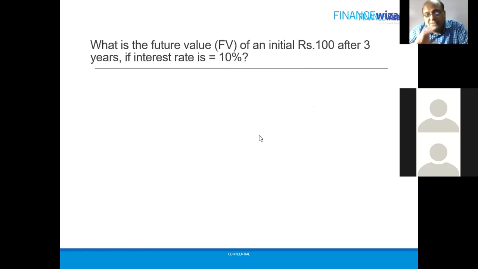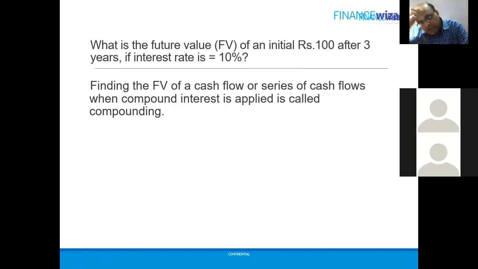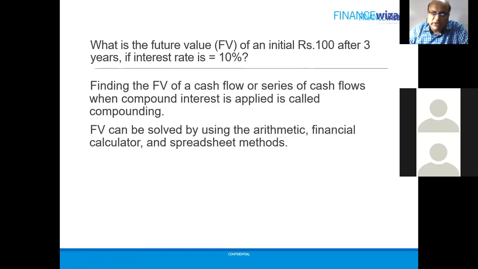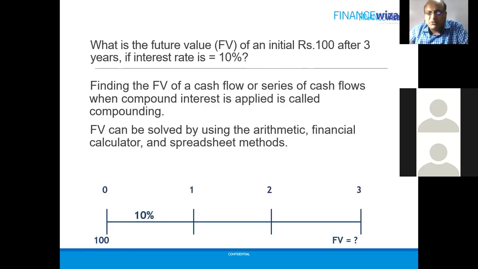So we start with a very basic thing. What is the future value of an initial rupees 100 after 3 years if the interest rate is 10%? Finding the future value of a cash flow or a series of cash flows when compound interest is applied is called compounding. So this, we all know, future value can be solved by using arithmetic. It can also be solved by using a financial calculator, and it can be solved by using spreadsheet methods. I'm not saying which is good, which is bad. We are here to understand the spreadsheet method.